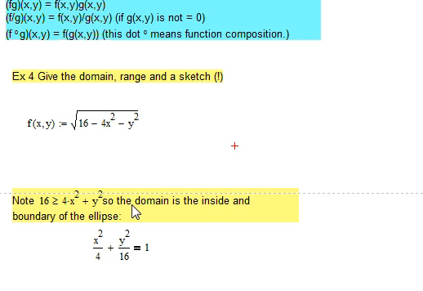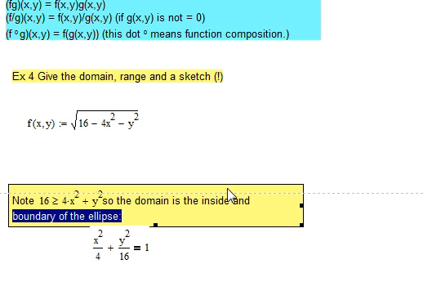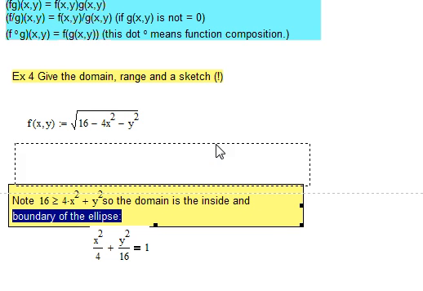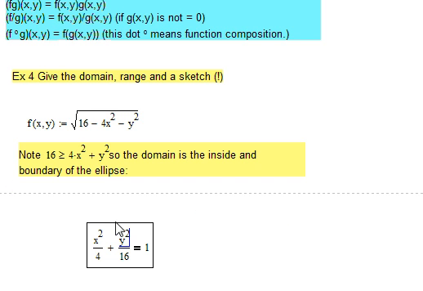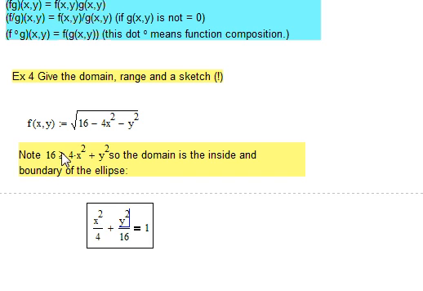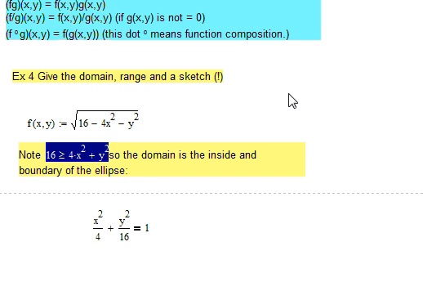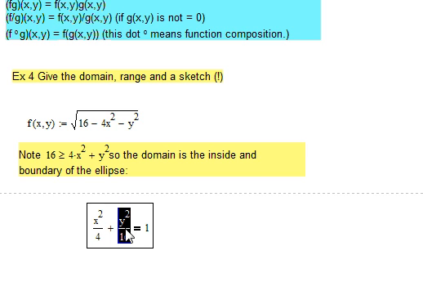0 is all right. So the domain is the inside and boundary, since equal to 16 is okay, inside and the boundary of the ellipse, and here would be the ellipse if you took this equation, made an equation out of it, and then divide both sides by 16, you get x squared over 4 plus y squared over 16 equals 1. So the domain is the inside and the boundary of that ellipse.